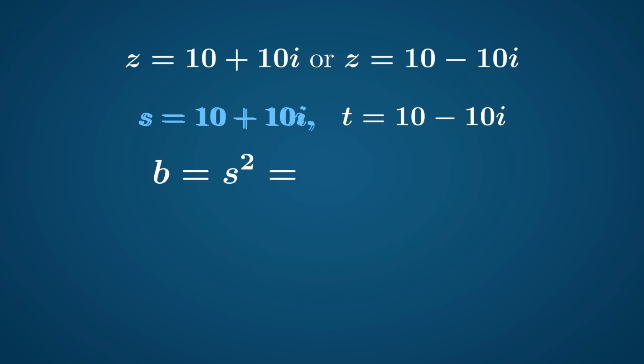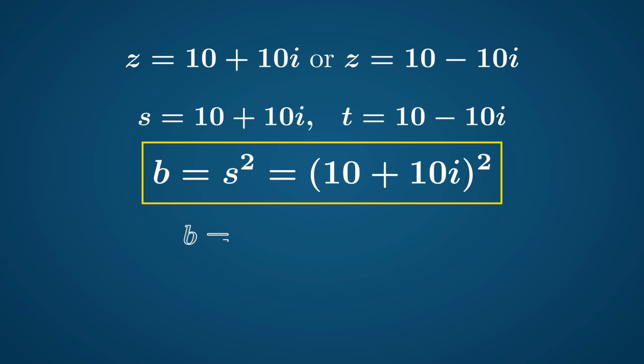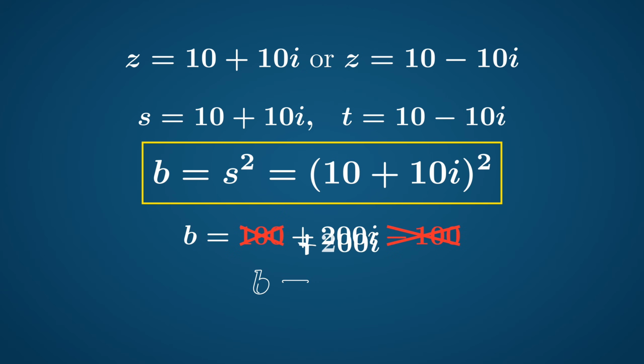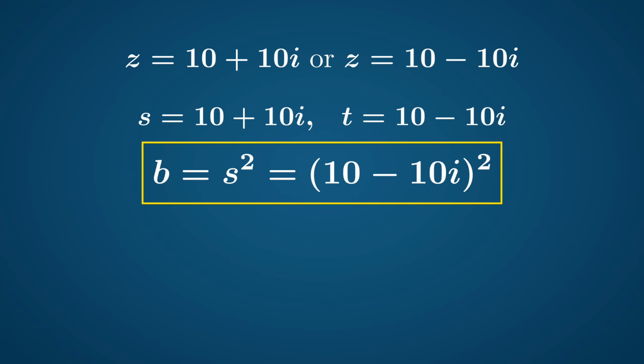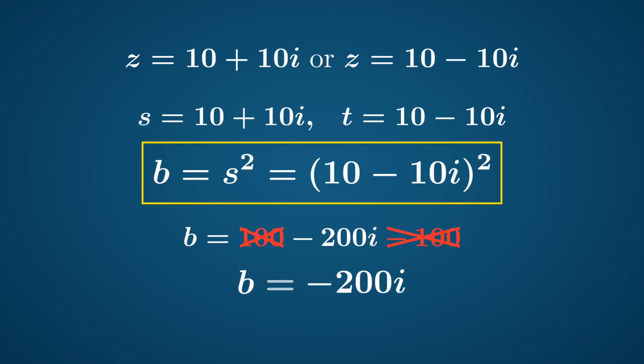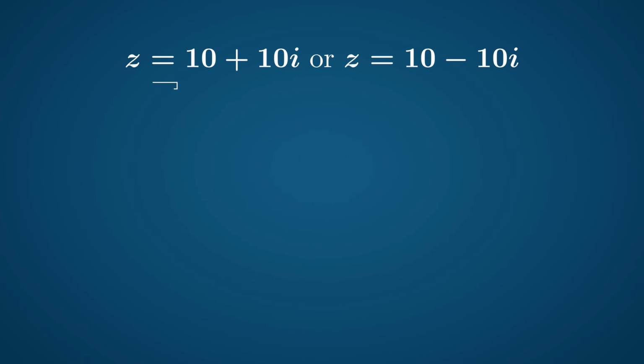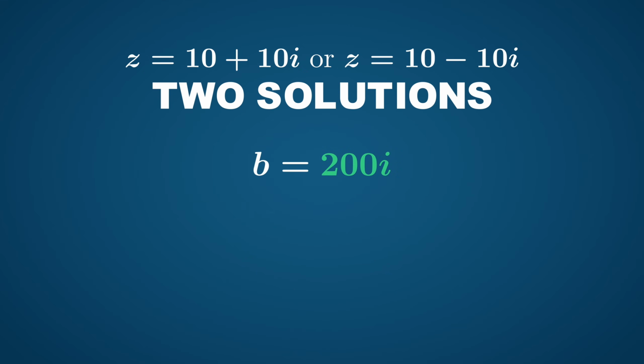If s is 10 plus 10i, then b is s squared. Expand it. 10 squared is 100, twice 10 times 10i is 200i, and 10i squared is negative 100. 100 minus 100 cancels, leaving b equals 200i. If instead s is 10 minus 10i, the same expansion runs with a minus sign in the middle. 100 minus 200i minus 100, leaving b equals negative 200i. So the equation has two solutions, b equals 200i, and b equals negative 200i.